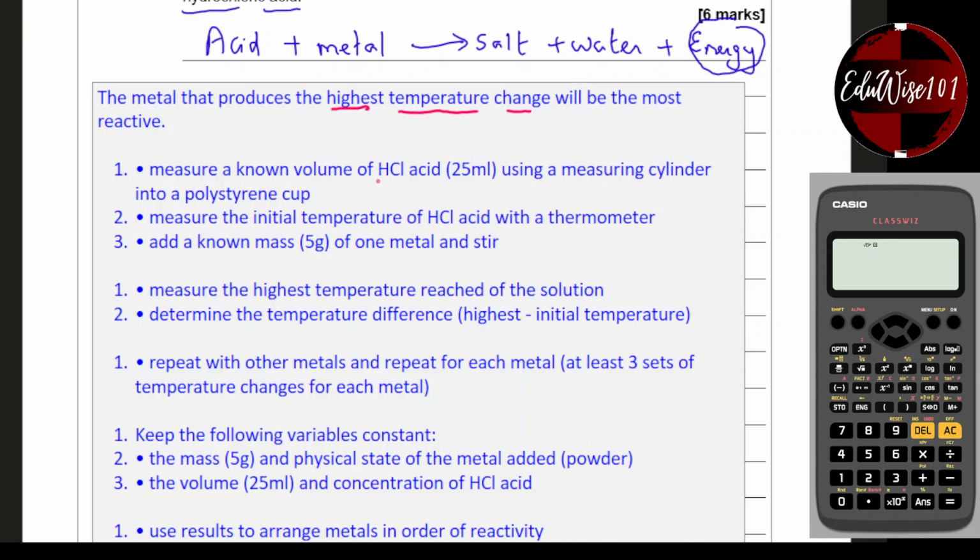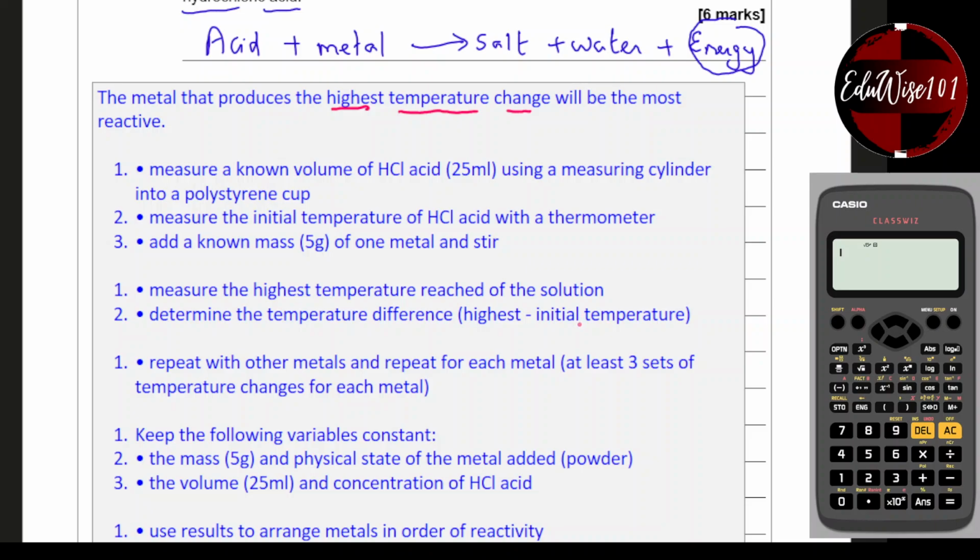So measure a known volume of hydrochloric acid. So I'm giving a value, right? 25 centimetre cubed, for example, using a measuring cylinder into a polystyrene cup. So I'm saying how much of the acid and what equipment I'm going to use as well. Measure the initial temperature of hydrochloric acid with a thermometer. Right? Then add a known mass, in brackets I've said 5 grams, of one metal, and stir. You want to make sure that it dissolves. Right?